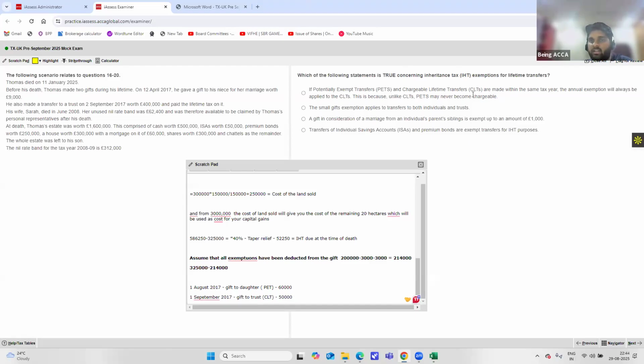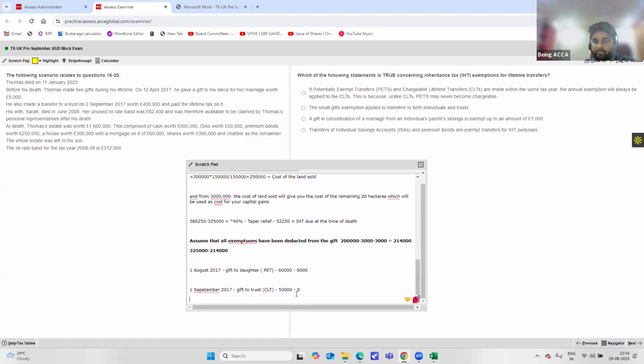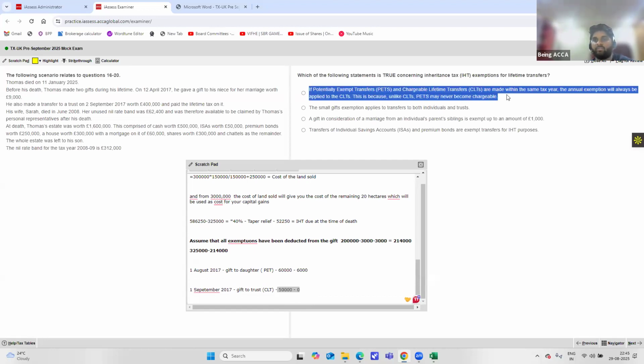This is because unlike CLTs, PETs may never become chargeable. Is that what will happen? No. Always remember, whichever gift was given first, from that your annual exemption of 6,000 will be deducted. Your 3,000 for 2 years. So let's take it as 6,000. Then for the gift to the trust, there will be no annual exemption available. Is this point clear now? So because of that, this is not an option for us.